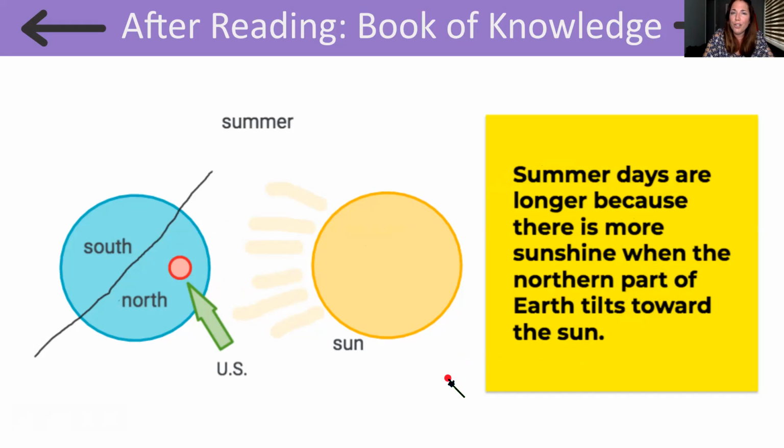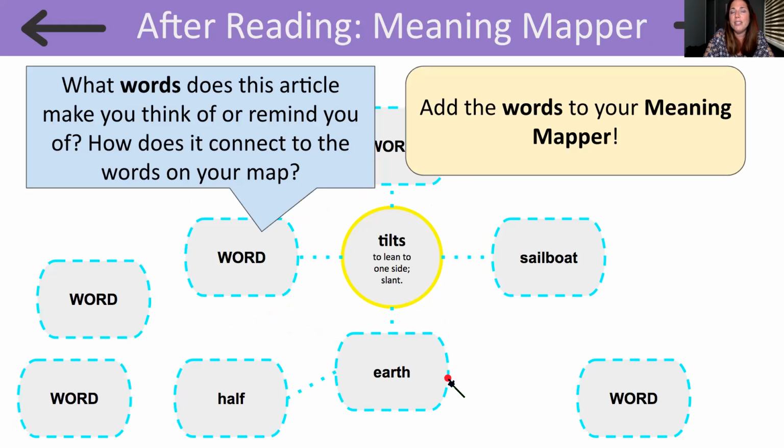So readers, we learned so much from our articles. Now it's time to take out our meaning mapper. Maybe you have a virtual meaning mapper or on a piece of paper. I'd like you to think about our focus word tilts. Remember, tilt means to lean to one side or slant, like a sailboat, like Earth. So what word did this focus word remind you of? And how can it connect to our focus word tilt or the other words on your meaning mapper? Pause the video now to add it to yours.